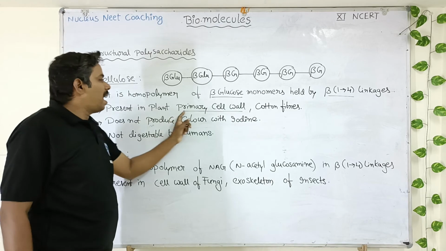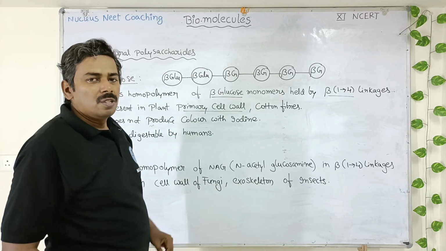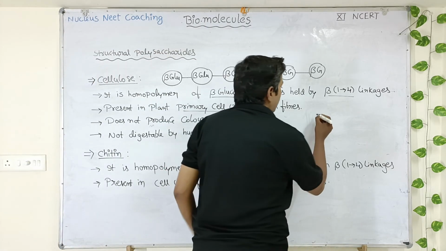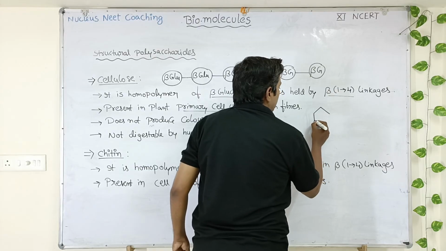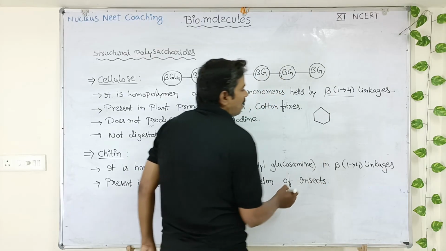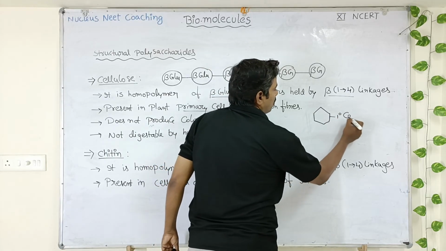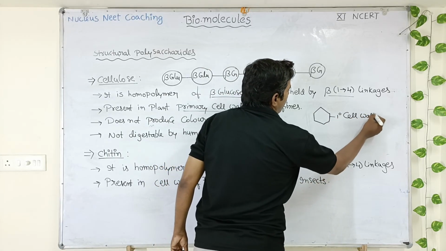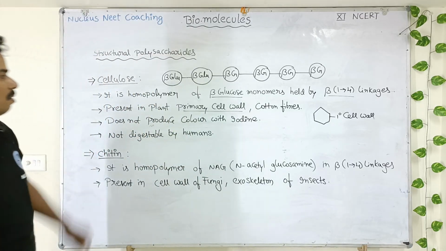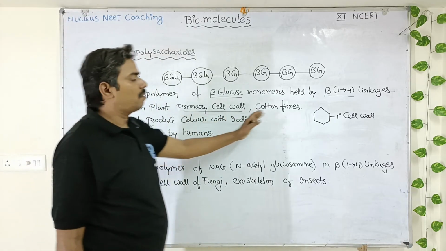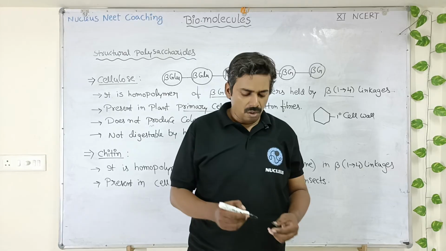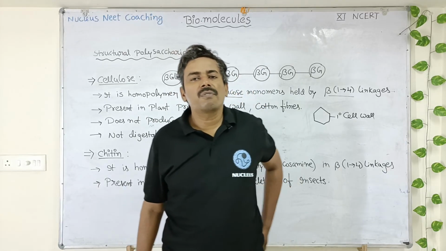It is present in the plant primary cell wall material. Inside the plants, there will be plant cells. The plant cell has the primary cell wall. This primary cell wall is made out of cellulose, and it is also present in cotton fibers. So cotton is the purest form of cellulose.